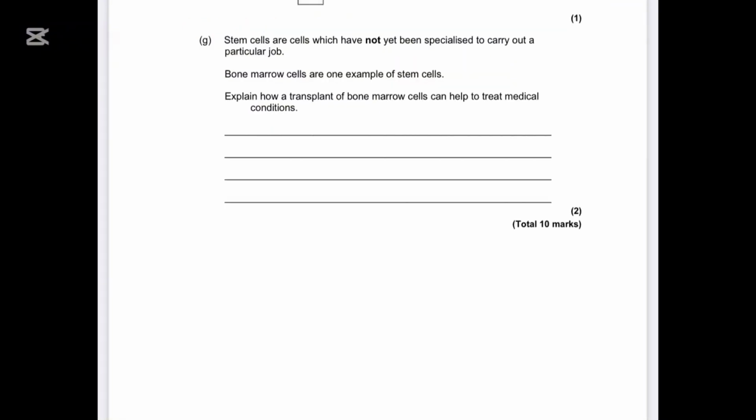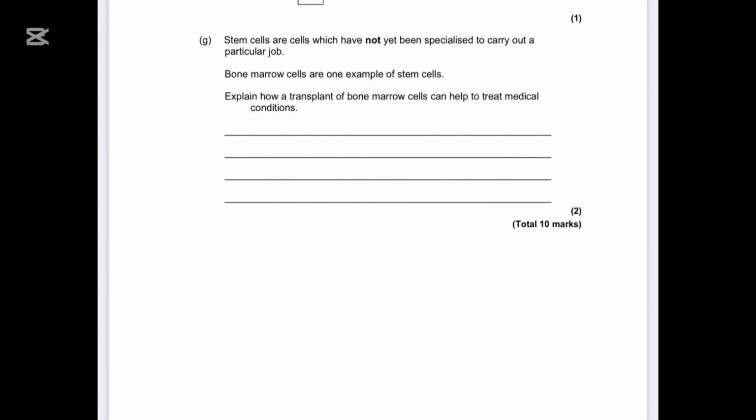The next question on our list says, stem cells are cells which have not yet been specialized to carry out a particular job. Bone marrow cells are one example of stem cells. Explain how a transplant of bone marrow cells can help to treat medical conditions. This is way too easy. Now, what is the answer?